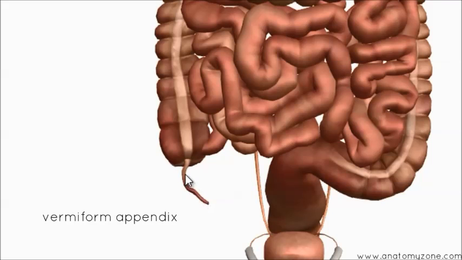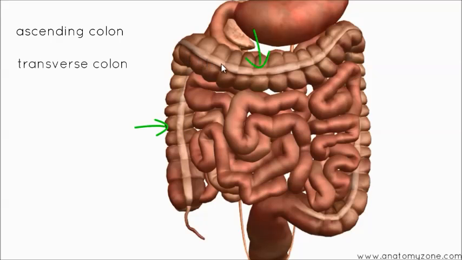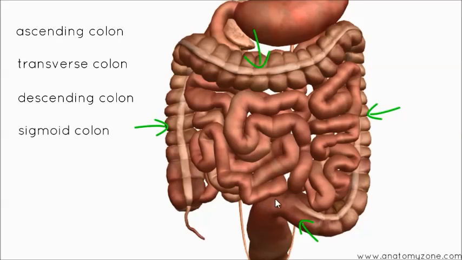So this is the appendix, and then the colon is separated into 4 parts. You've got the ascending colon, which is this first part on the right, which ascends, and then you've got the transverse colon, which runs horizontally, so it's called the transverse colon, and then you've got the descending colon, which descends down into the last part called the sigmoid colon, which is this kind of curved part of the colon.